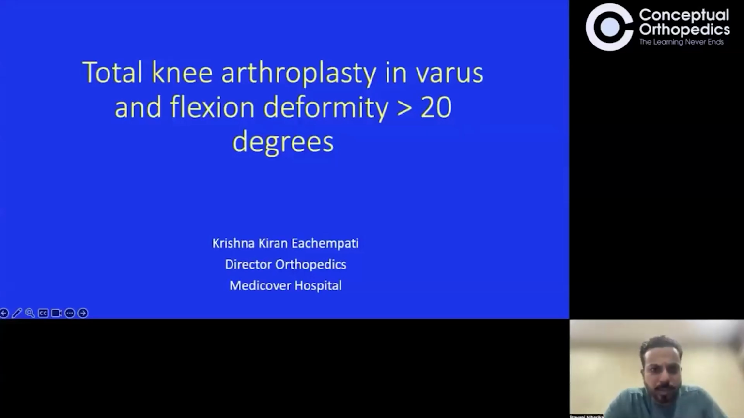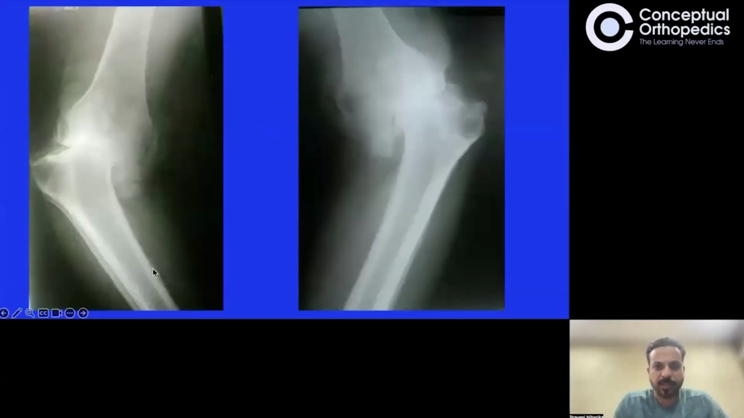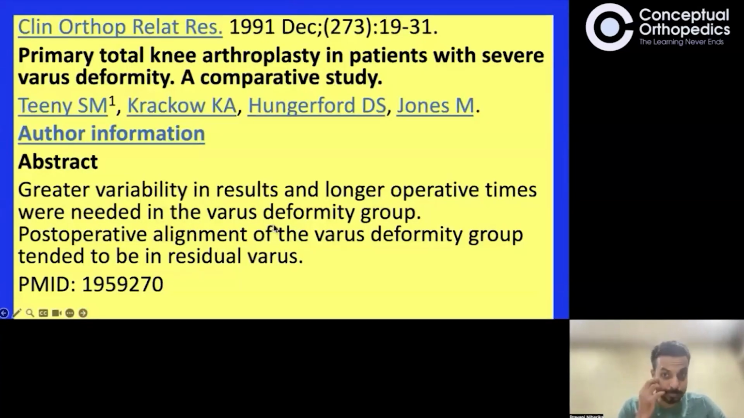This particular talk is going to look at total knee arthroplasty in severe varus deformities, and often they are associated with a sagittal plane deformity of hyperextension or flexion. And this is a very common scenario where there is a severe varus deformity associated with a bone defect with lateral subluxation of the knee, and this is the bread and butter cases which we see.